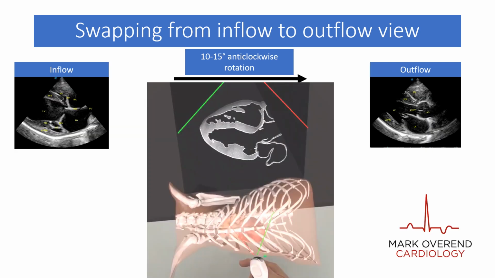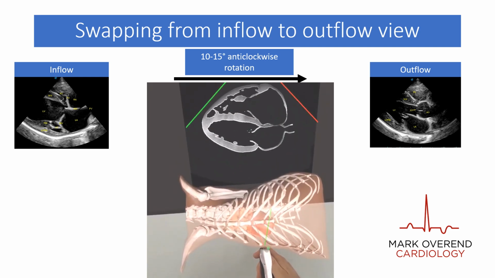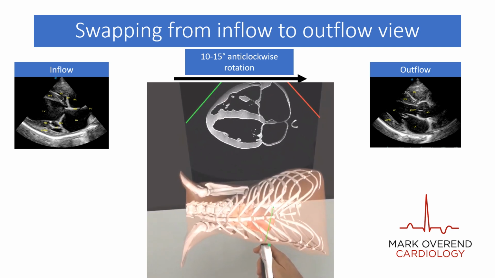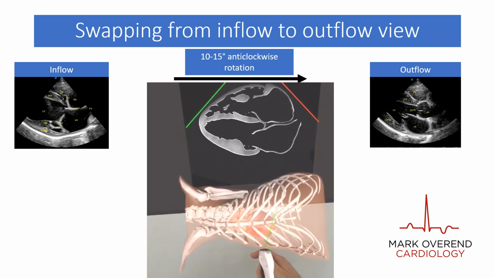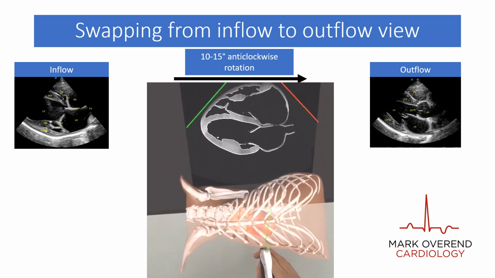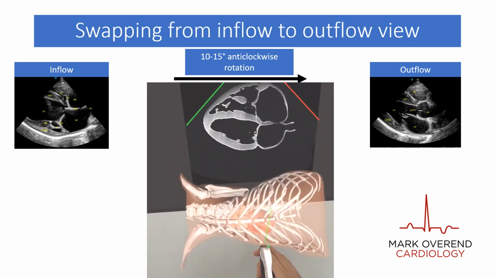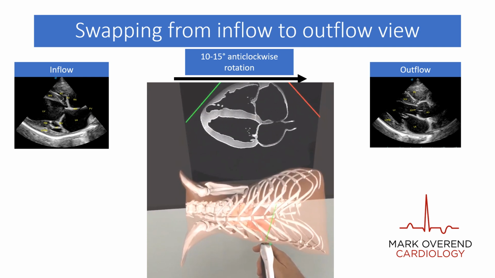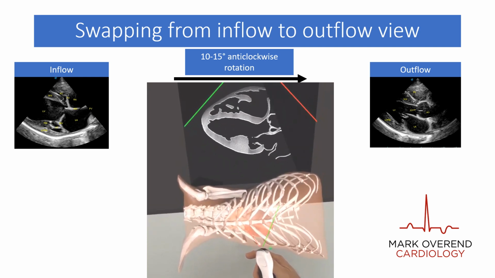And this is what it looks like using the deep scope simulator. So inflow view, and rotate, thumb to bum, and you get your outflow view. Inflow view to the outflow view there.